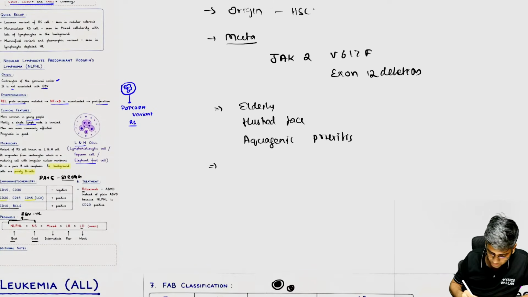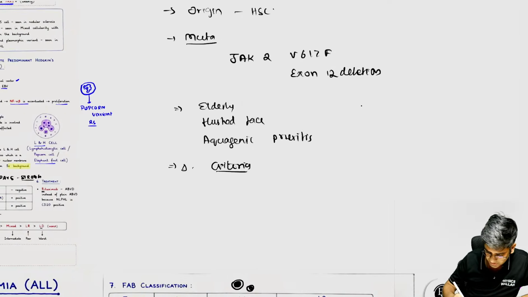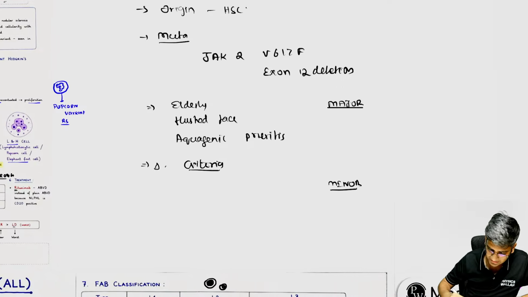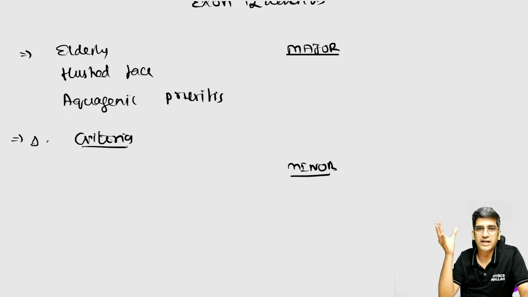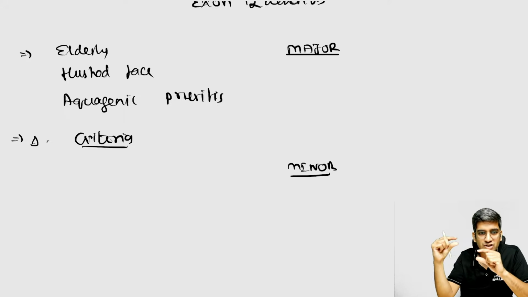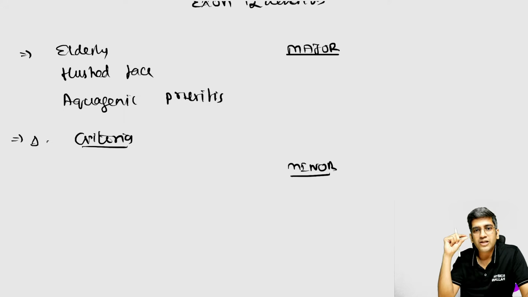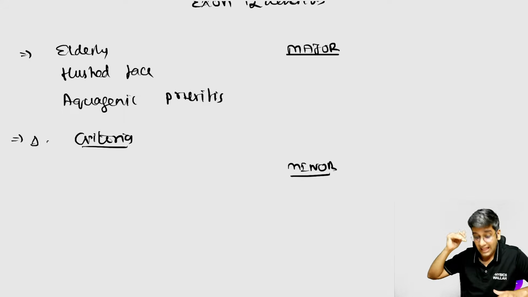So how do I diagnose polycythemia vera? It's purely a criteria-based diagnosis. For polycythemia vera, we have major criteria and we have minor criteria. We'll look at the minor criteria first because it's very easy for us to know. See, polycythemia vera is a cancer of your RBC lineage, the erythroid lineage. What should be the growth factor level? Should it be less or more? It should definitely be less.